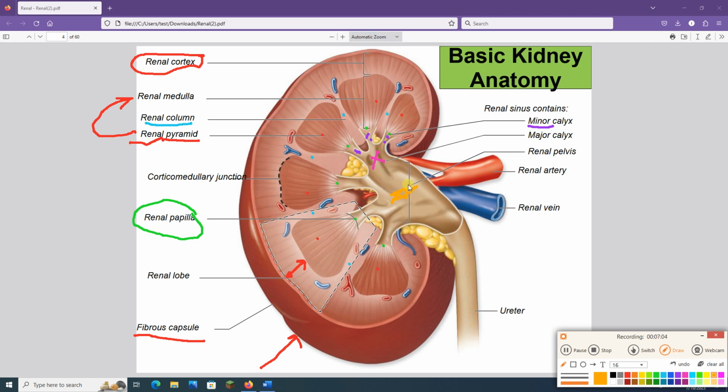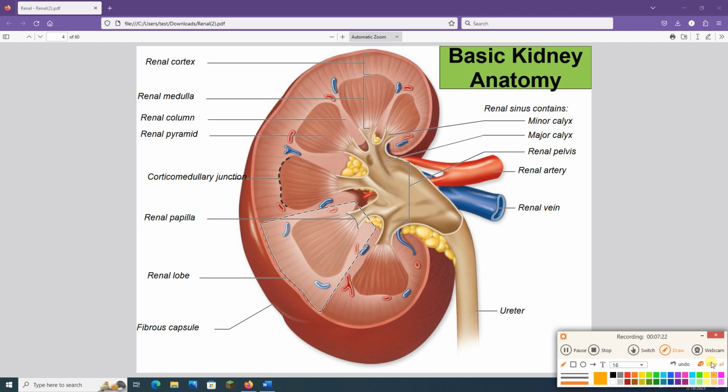All the minors and majors join together to make a kind of wide tube called the renal pelvis. The renal pelvis then leaves the hilum next to the artery and the vein, and it narrows and becomes the ureter. So that, my friends, is a little bit of basic kidney anatomy.